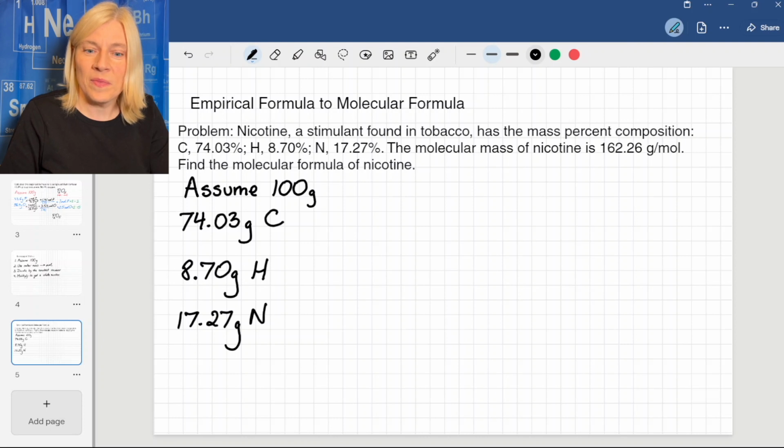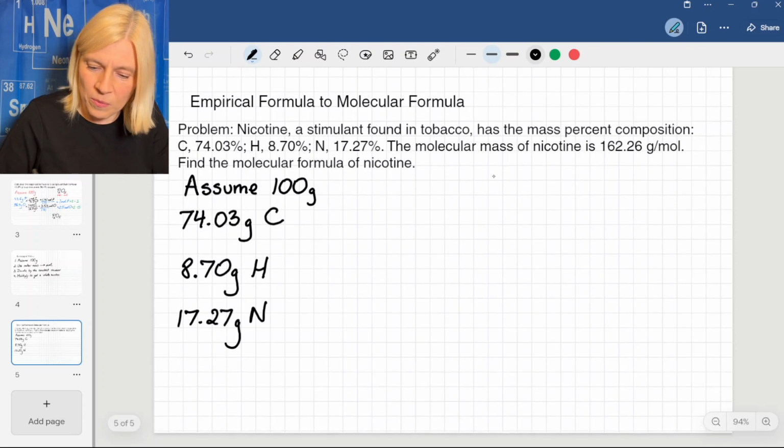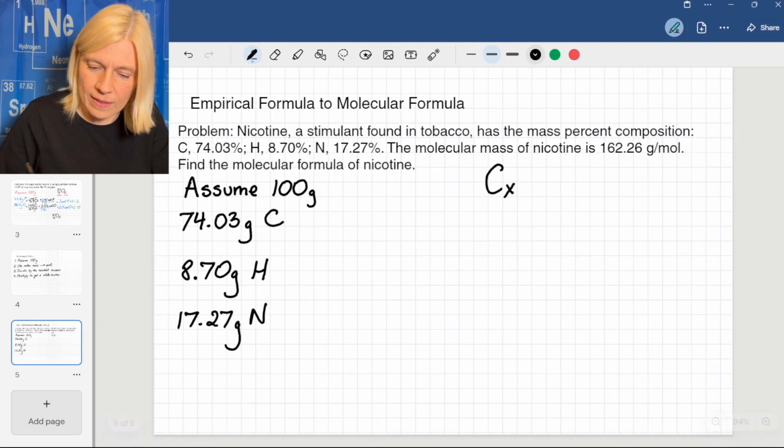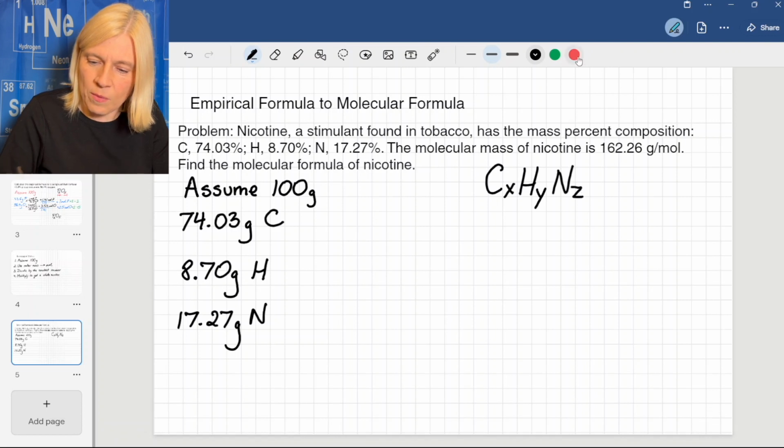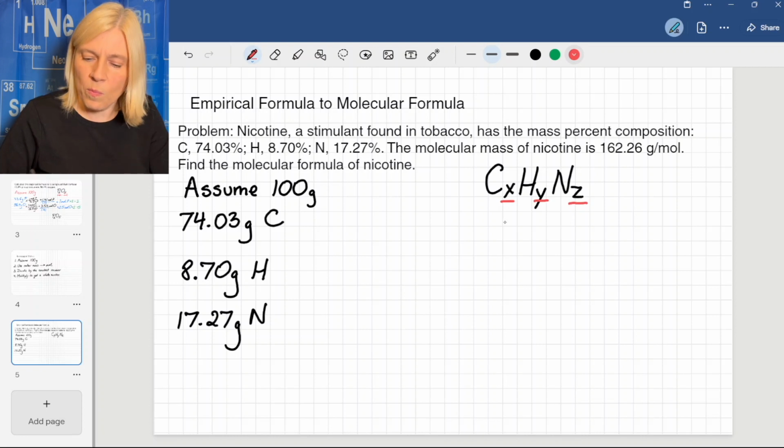Here we go. Step 2. Let's change it to moles. Our formula, remember, will be CxHyNz, and our x, y, and z are our mole to mole to mole ratios. That's what we want to find.